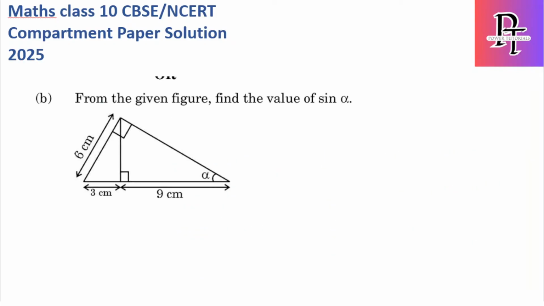Okay, let's see the b part. Again, we have to solve either a or b. From the given figure, find the value of sine alpha. What is sine alpha? Sine alpha value is opposite side by hypotenuse. What is the opposite side of alpha here? Opposite side is 6. So sine alpha is equal to 6 by hypotenuse.